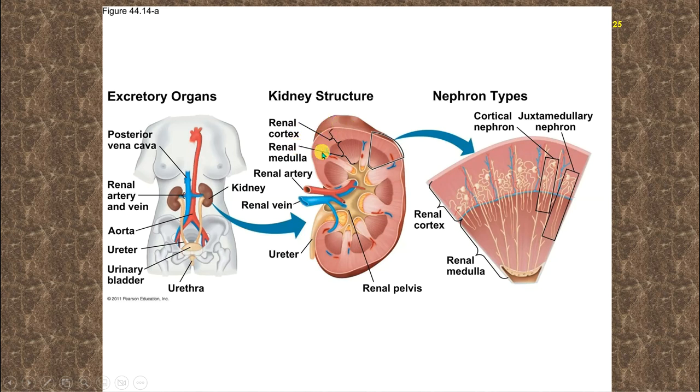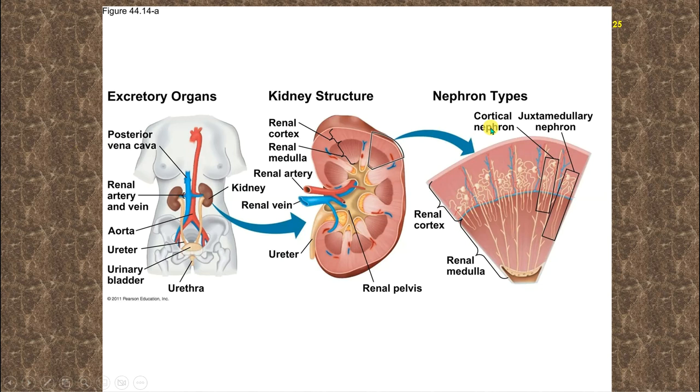And the kidney structure, we already know that the outer coat is called the renal cortex, and in between it is the renal medulla. The blood supply is from the renal artery, whereas the renal vein carries the impure blood from the kidney, and the ureter transports the urine formed to the urinary bladder.